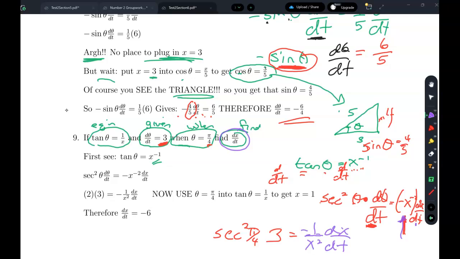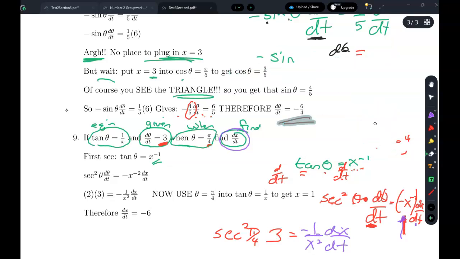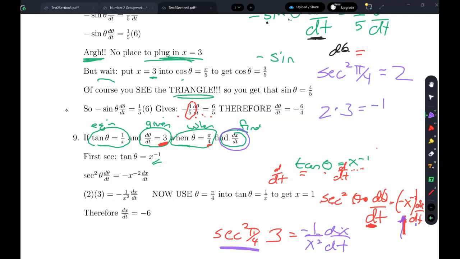So now I have to stop and think, I can figure out, let me erase up here so I can show what I can figure out. This is one of the things that I told you would be really useful to memorize, that secant squared of pi over 4 is 2. So let's put 2 in for that. And then I have this times 3 equals negative 1 over x squared times dx over dt. So what do I need to do? The goal is to find dx over dt. So I just got this missing x.